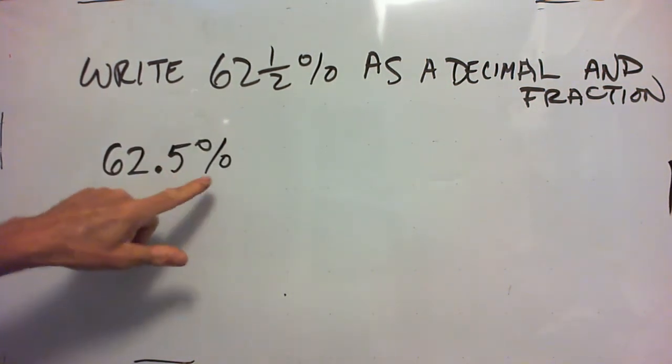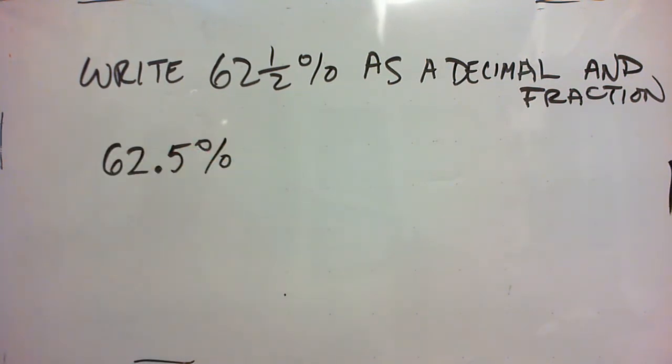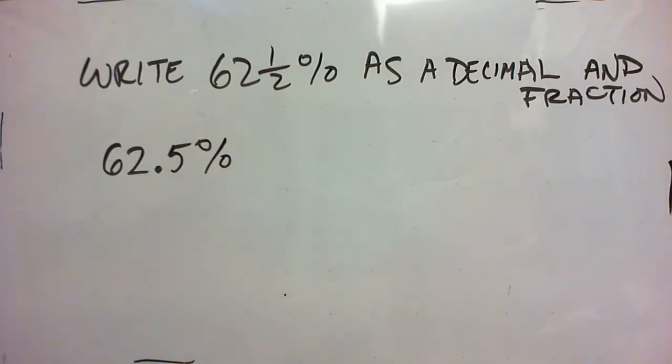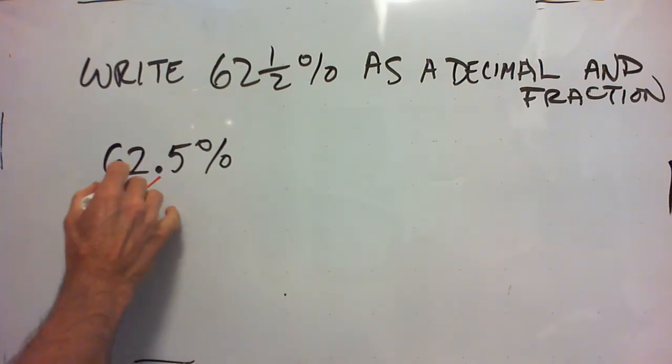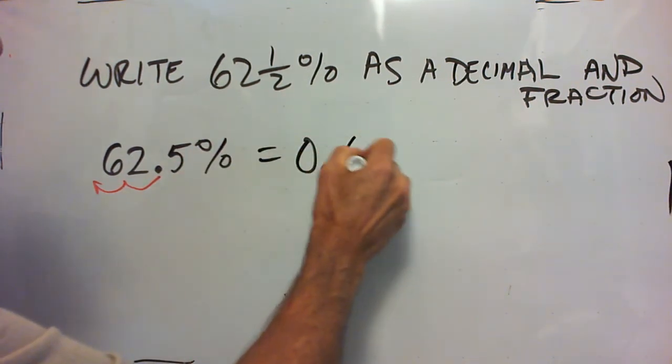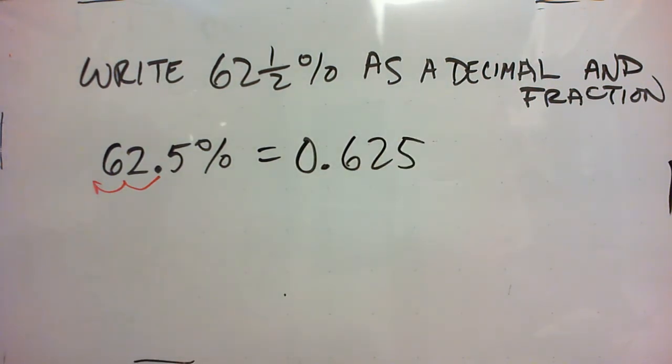Now that we've got that fixed, we can turn it into a decimal by using the rule of 2 places. And that says move the decimal point 2 places, the percent will always be the bigger number. So if we move the decimal point to the right, we get 6,250. Well, the percent has to be bigger. So that means the decimal point has to be moved to the left. So it's 0.625.